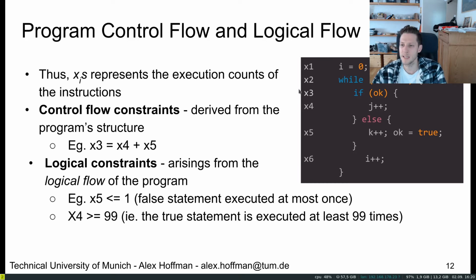Similarly, we can probably see that X3 and X6 will be the same, because if this is running, then this will run. So we'd also have a constraint X3 equals X6. So logical constraints. Now this is slightly different. This is really arising from the logical flow of the program.